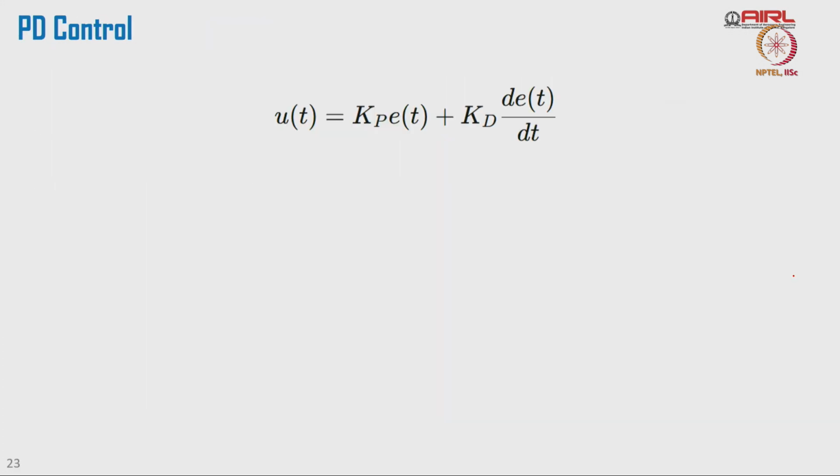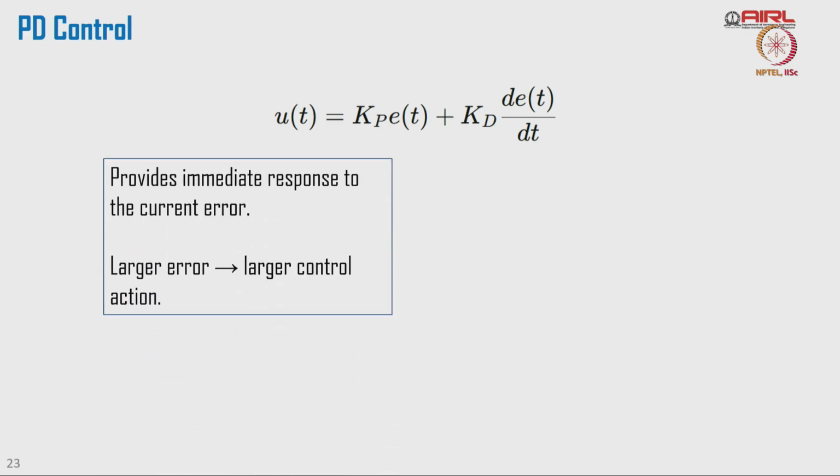Okay. Now we check PD control. So here we see we do not have the integral term, right? We have proportional and derivative. Okay. So it provides immediate response to the current error through proportional control. Large error means large control action or motor thrust that we have seen.